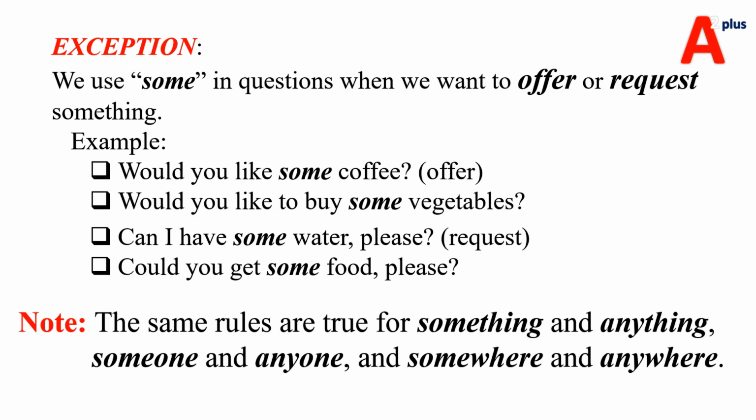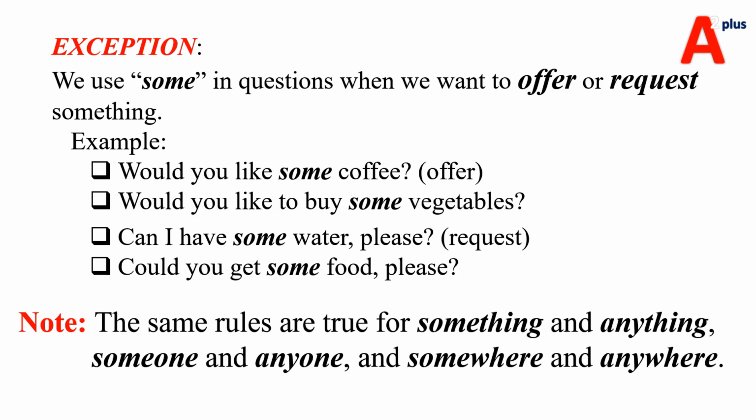Let's see the conversation. Policeman: is there anyone at home? The criminal says, yes, there is someone here. No, there isn't anyone here or there. The policeman: is there anything in your pocket? Yes, there is something in my pocket. I have a gun. No, there isn't anything in my pocket. The policeman: did you go anywhere recently? Yes, I went somewhere. No, I didn't go anywhere.